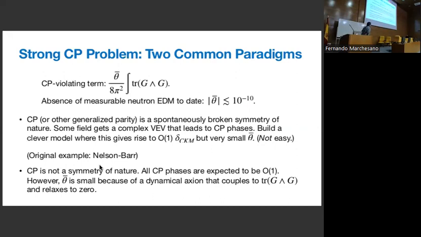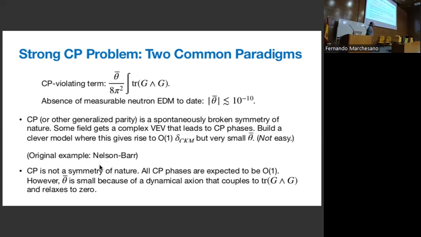We measure the neutron EDM, or we fail to measure a non-zero neutron EDM. And as a result, we can conclude that this theta angle is smaller than 10 to the minus 10, and we don't know why. And there are two basic paradigms when people have thought about models to solve this problem. And I'm going to say a couple of things in this talk about each of them.